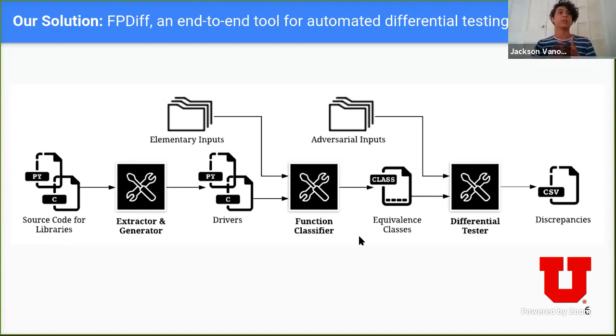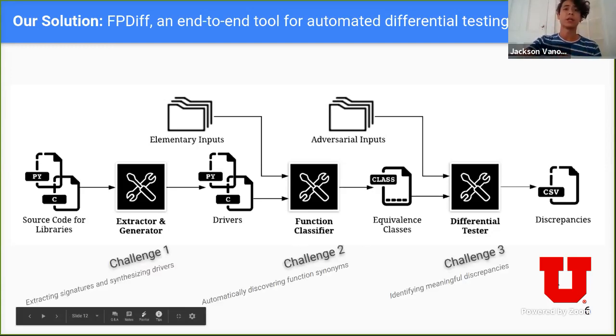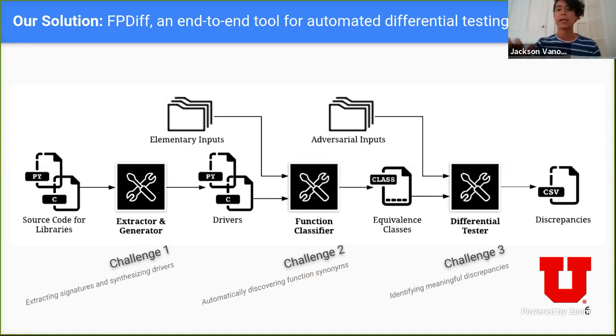And so here we see our solution to this problem. This is FPDiff. It is an end-to-end tool for automated differential testing of numerical libraries. It takes in the source code for the libraries being tested, puts it through these 3 components depicted here, and ultimately generates a set of discrepancies. These 3 components address the 3 challenges outlined on the previous slide. Today's talk is just going to focus on challenges 2 and 3. Challenge 1 is dealt with in our paper, which there will be a link to at the end.